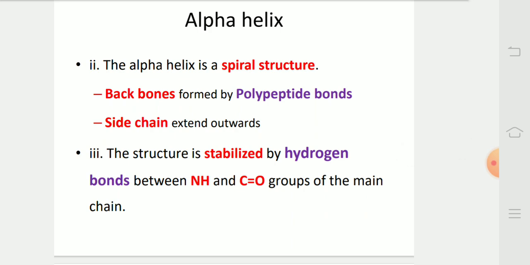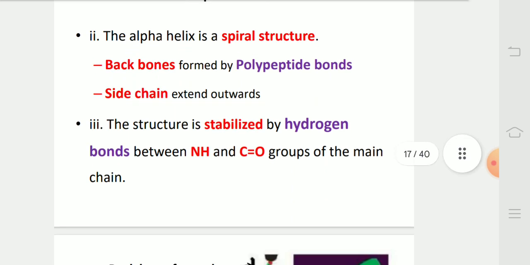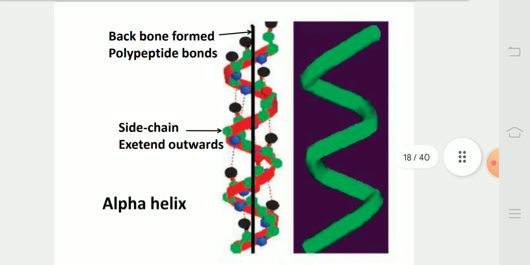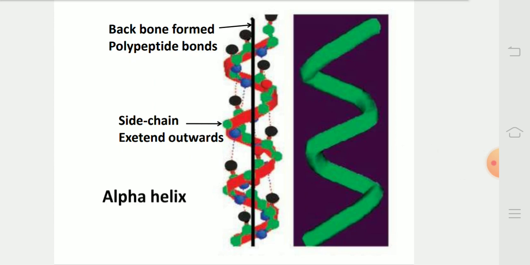The alpha helix is a spiral structure. The polypeptide chains form the backbone, whereas the side chains of the amino acids extend outwards. The structure is stabilized by hydrogen bonds between NH and CO groups of the main chain. In this diagram, we can see the alpha helix, which has its center formed by polypeptide chains, whereas side chains extend outwards.